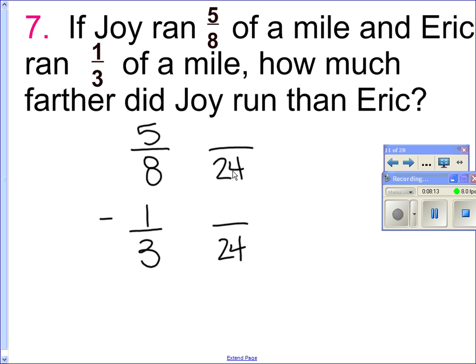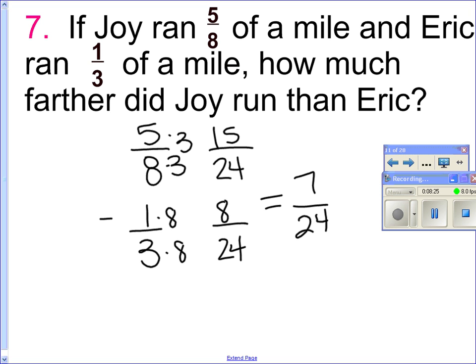To get from 8 to 24, you multiplied by 3. To get from 3 to 24, you multiplied by 8. 15 minus 8 is 7. Keep the denominator of 24. 7/24 is your answer.